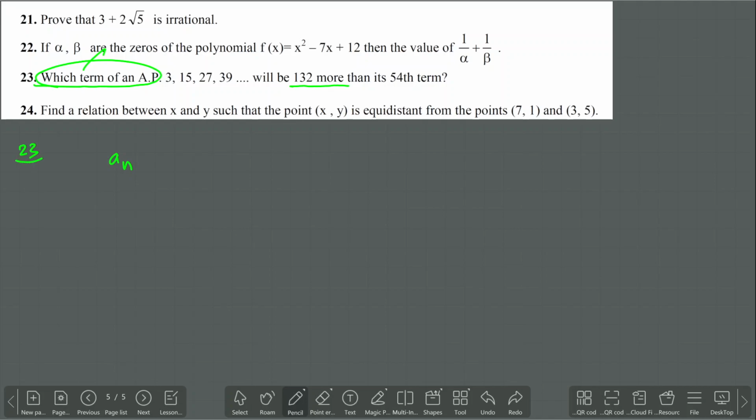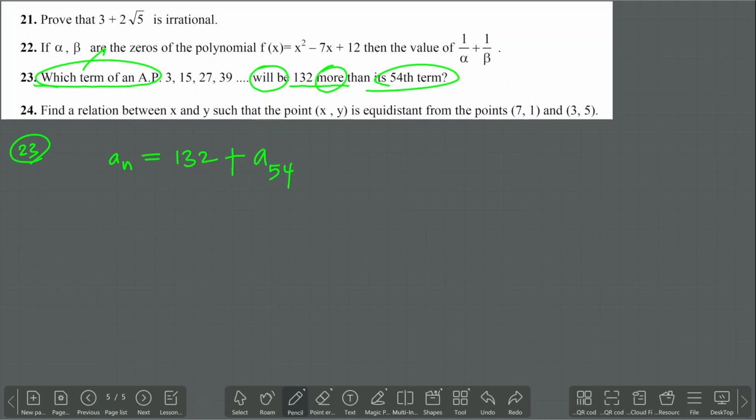Which term in the sense, generally AN. Will be in the sense equal. Is in the sense we are giving equal, no? Like that will be also equal only. Was also equal, is also equal, will be also equal, all the three tenses they will be using here. So AN will be equal to 132. More is there, more in the sense plus in mathematics. 132 more than its 54th term.